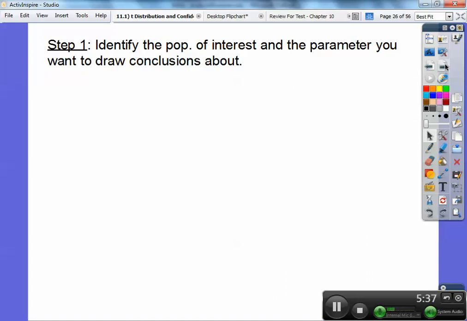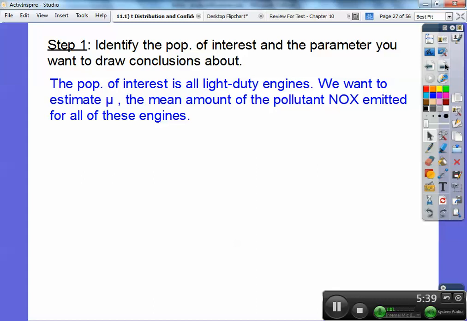Step 1, identify the population of interest and the parameter you want to draw your conclusion about. The population is all light-duty engines. We want to estimate the population mean, the mean of the amount of pollutants emitted for all the engines.